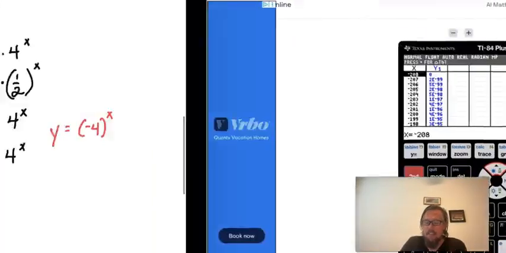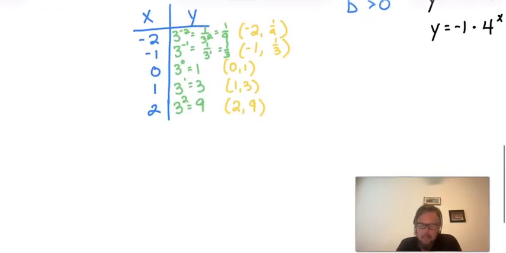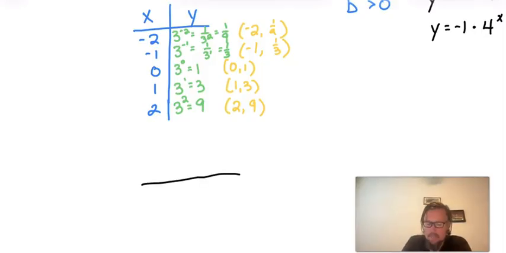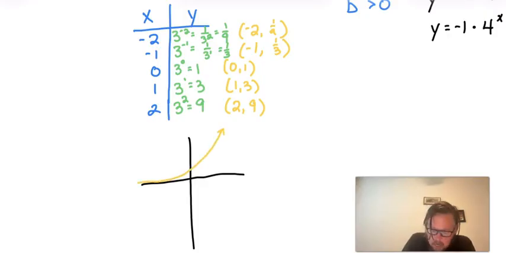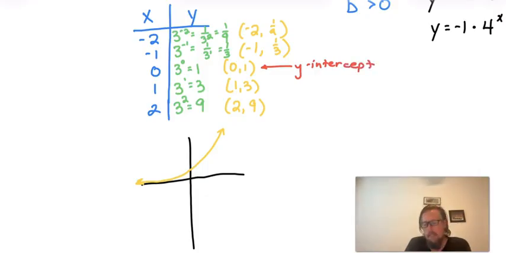So if we were to graph this, we would have an x-axis and a y-axis, and what our graph would look like is something like this. Our y-intercept, of course, is this coordinate right here, 0, 1. That's our y-intercept, so right here at 0, 1. And our domain is all values of x. We can go as low as we want to and as high as we want to on the x-axis. So the domain is all real numbers.